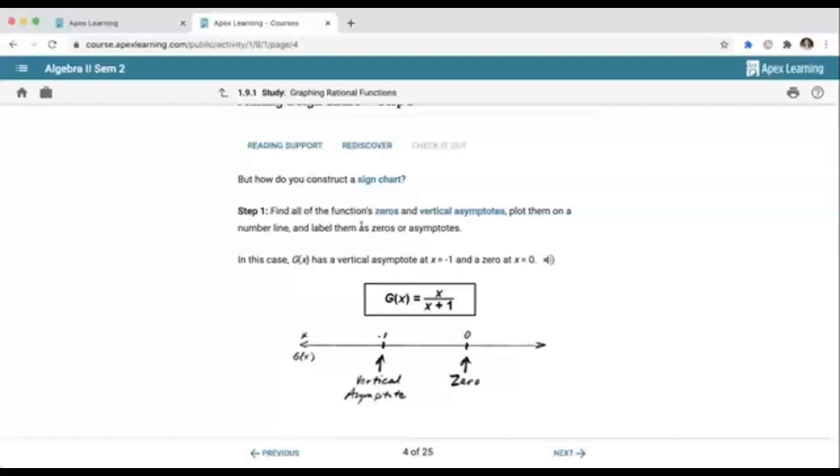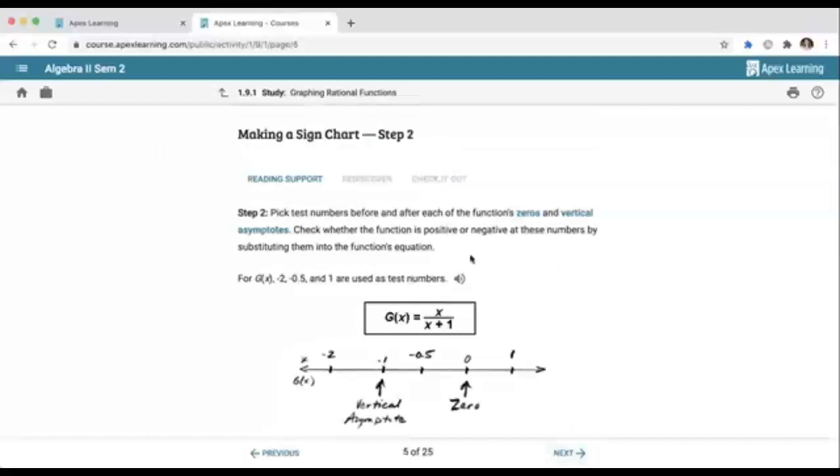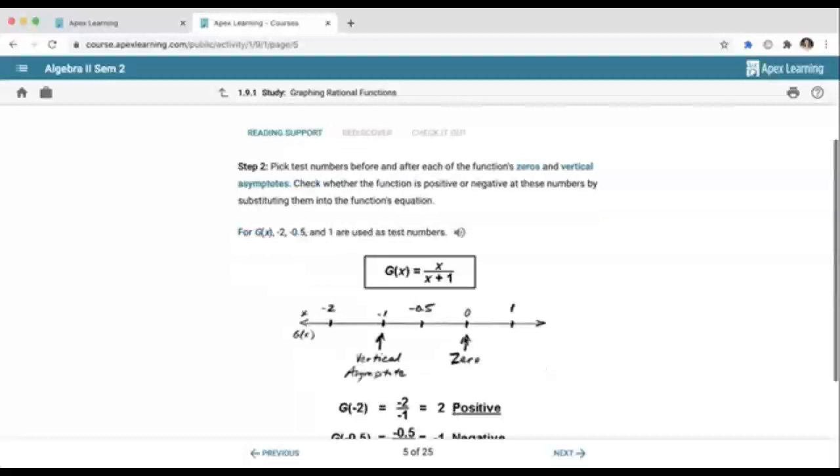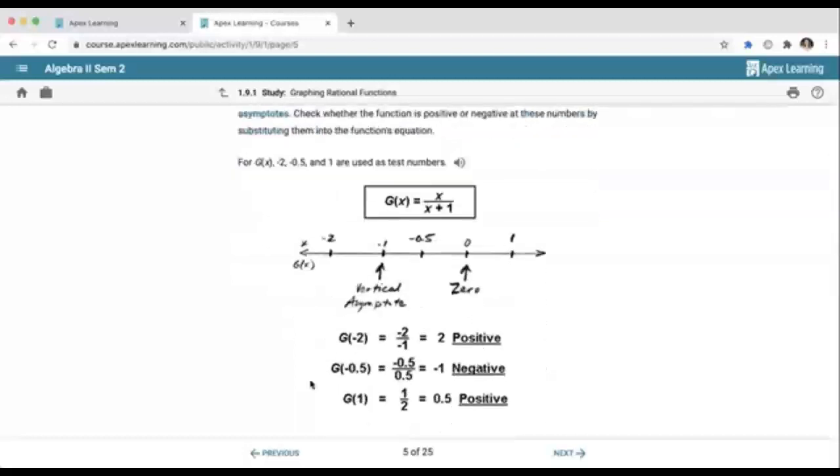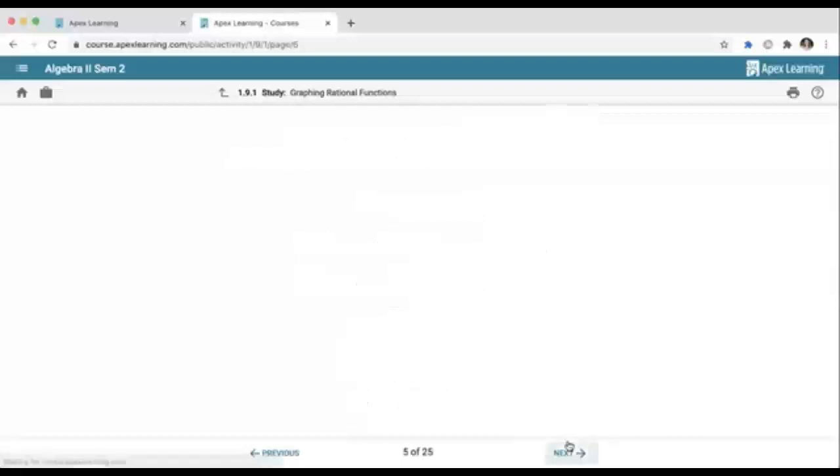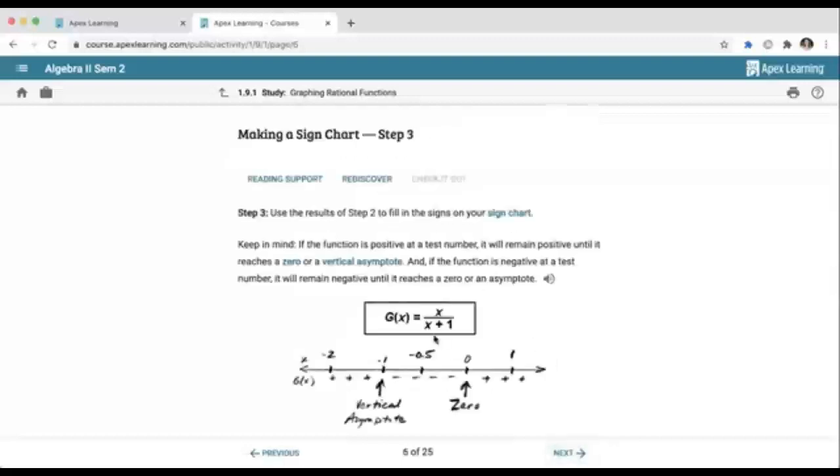So again, step 1, find the zeros and the vertical asymptotes. Okay, great. We found those. Then you're going to pick and test numbers. So I picked -2, -0.5, and 1, or they picked it. And you're going to figure out, okay, is it going to be positive, negative, or positive, right? So exactly what we were talking about. Then what you can do is keep in mind that it's going to remain positive or remain negative as long as it doesn't cross one of these major points here.